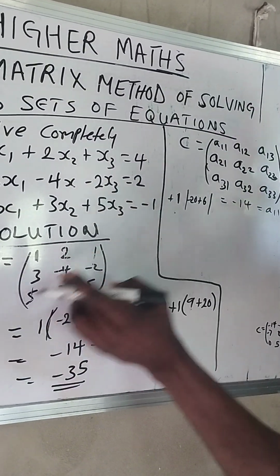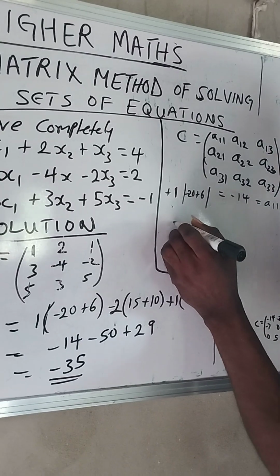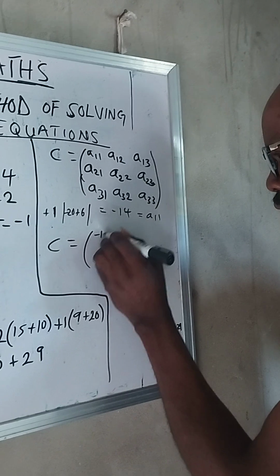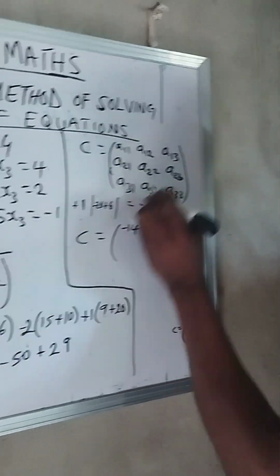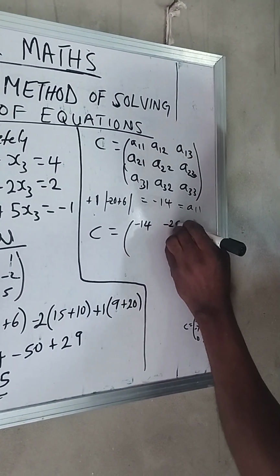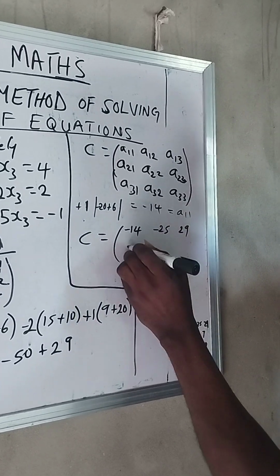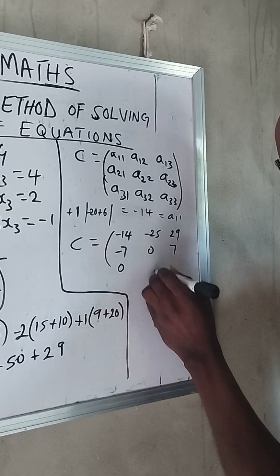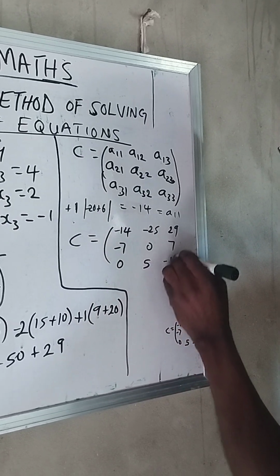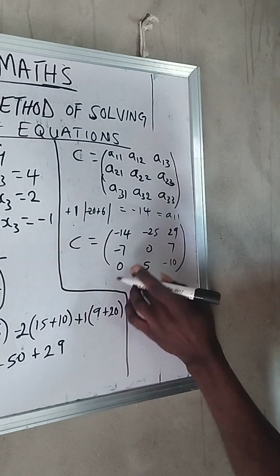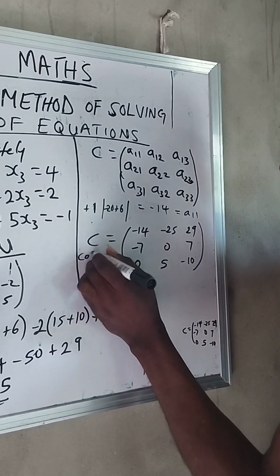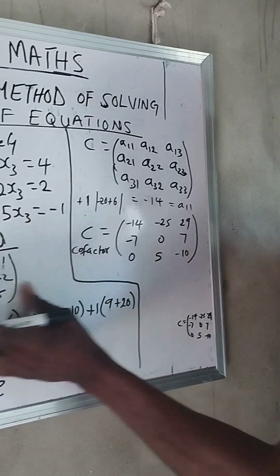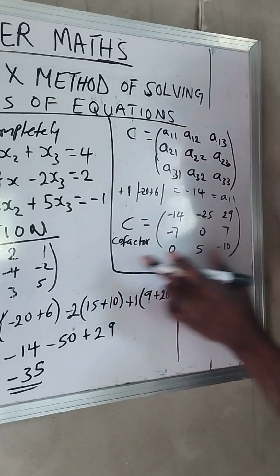If we do it for each and every one of them, without wasting time, we're going to have a cofactor of C: A11 is minus 14, A12 is minus 25, A13 is 29, minus 7, 0, 7, 0, 5, and minus 10. So this becomes the cofactor of matrix A.